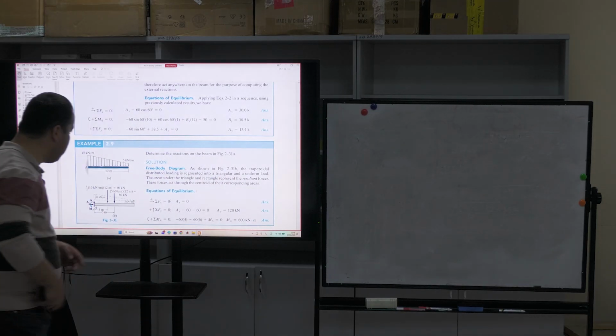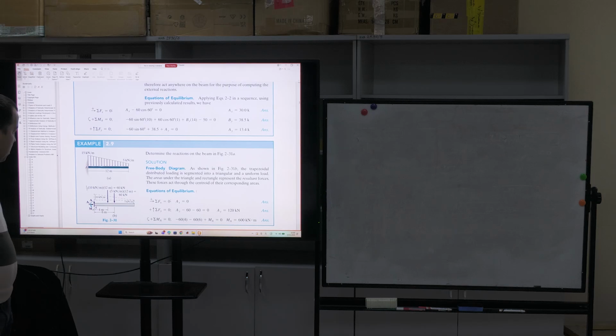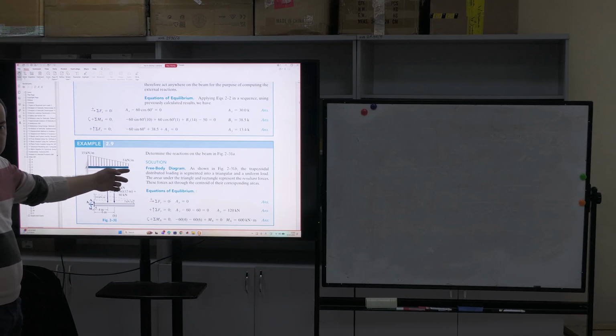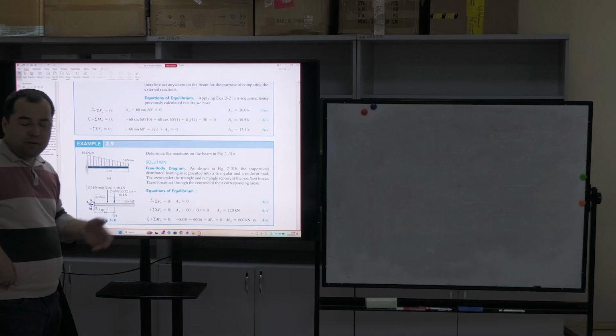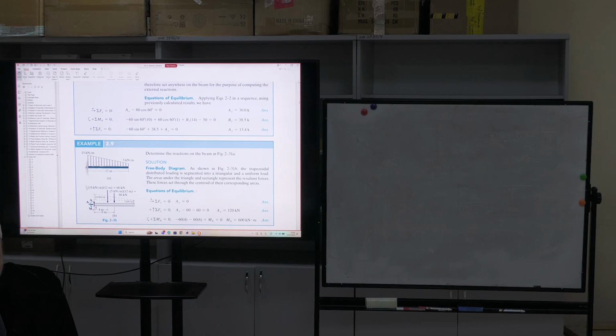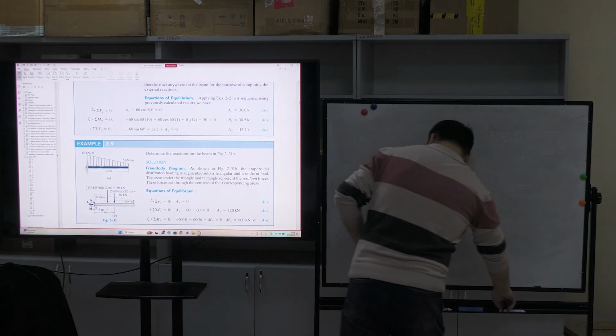Next problem, what we have here, this is a uniformly distributed force, but the distribution is not rectangular. It is something like, let me say, a trapezoid. Trapezoid, yes. Triangular plus rectangle. That's why we have to separate it into two parts. Okay? The process of separation may be interesting, but the other part will be easy. The same, similar.